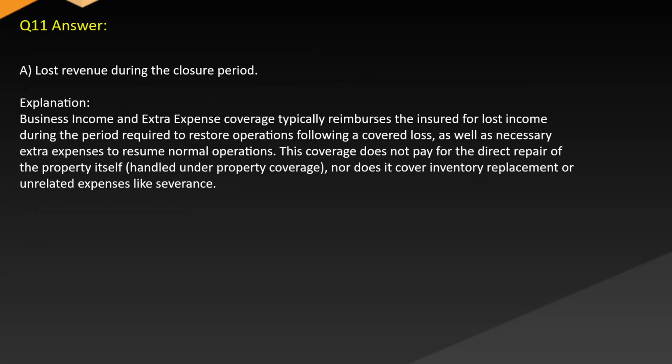Answer: A. Lost revenue during the closure period. Explanation: Business income and extra expense coverage typically reimburses the insured for lost income during the period required to restore operations following a covered loss, as well as necessary extra expenses to resume normal operations. This coverage does not pay for the direct repair of the property itself, handled under property coverage, nor does it cover inventory replacement or unrelated expenses like severance.